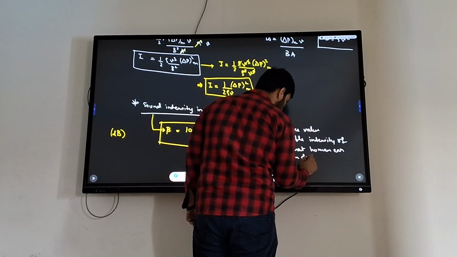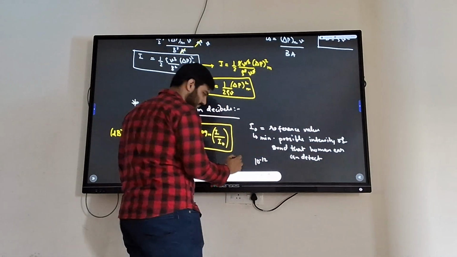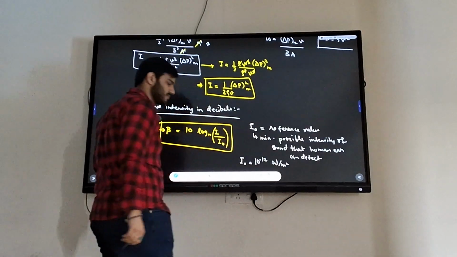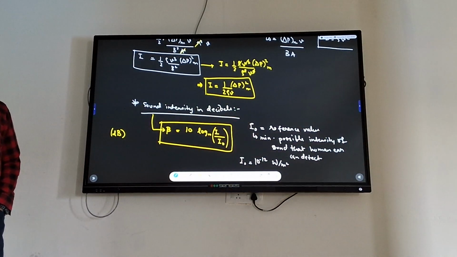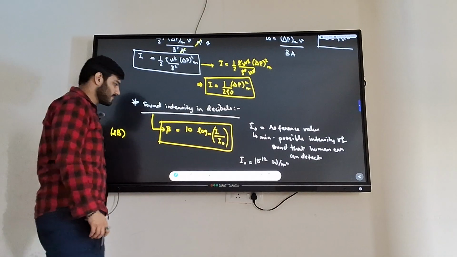And what is the value of it? It's 10 power minus 12. Yes, it's watt per meter square. 10 power minus 12 watt per meter square. That is my least possible intensity that a human ear can detect. Okay? So this is I0.